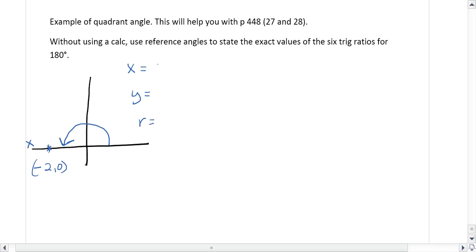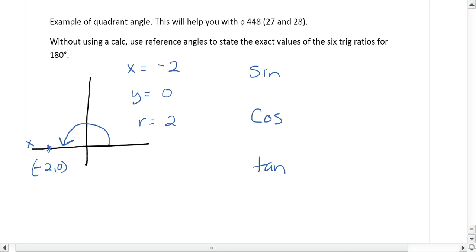So the x value is negative 2. The y value is 0. And recall that the r is always positive, and it is the distance from the origin, so we are 2 units away. So you need to find these. This is, like I said, the equivalent of labeling the triangle, and we use these then to find the trig ratios.